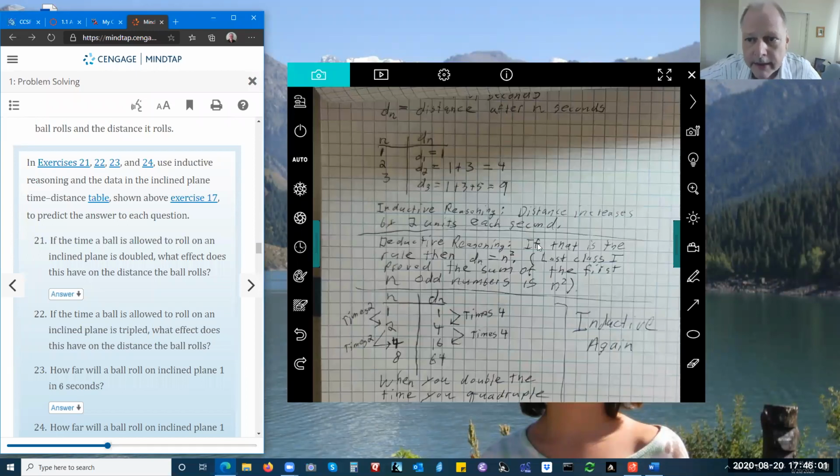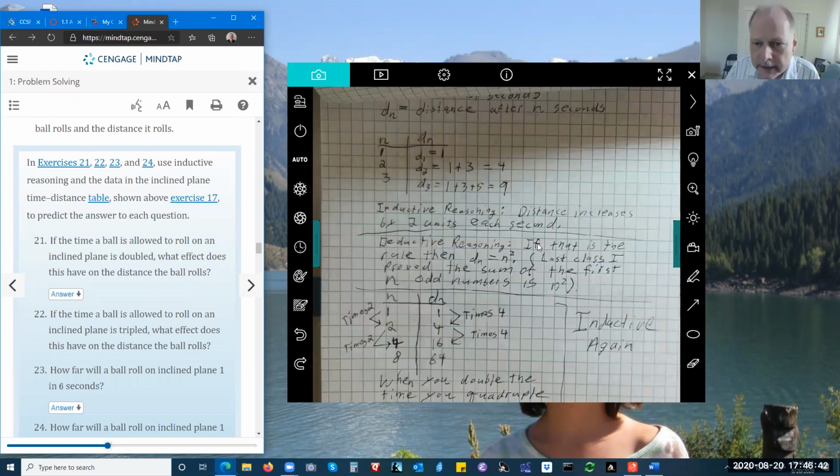And he says, based on what I've seen so far, the distance that you go, in each second that you roll, you go 2 units further. The first second it was 1, and then it was 1 plus 3, and then it was 1 plus 3 plus 5. Each second you're going faster and faster, so you roll at 2 units more distance in each 1 second period. So he says, by inductive reasoning, I think that's the rule. It's 2 units added for each second.